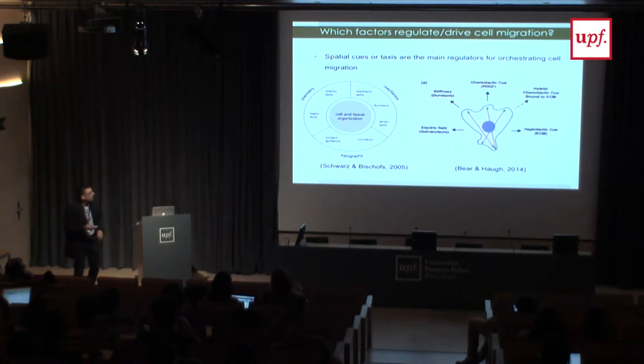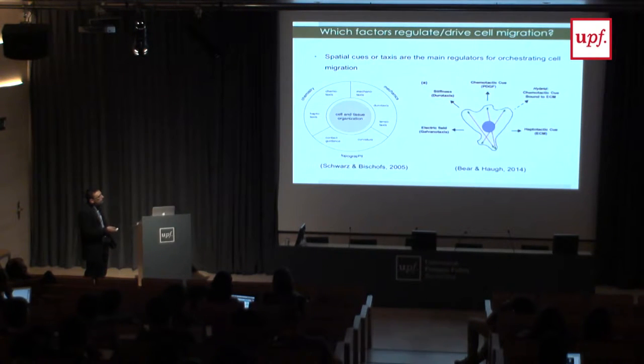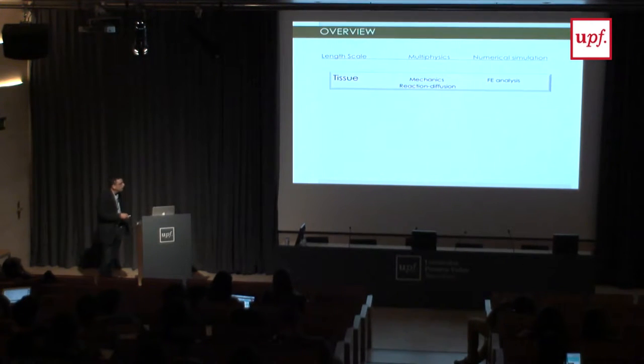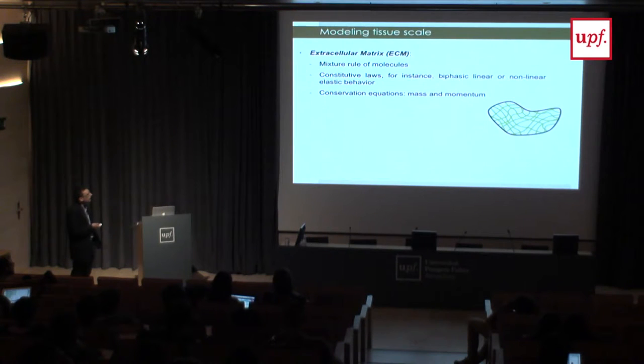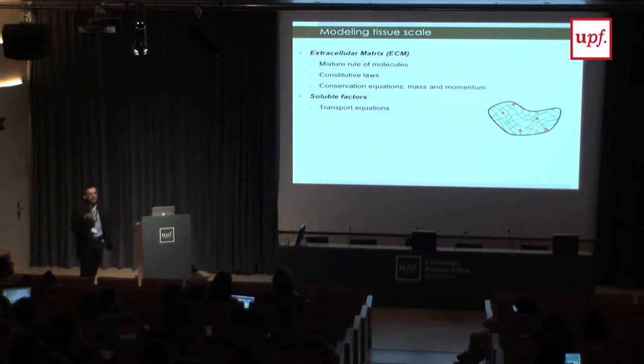So normally there are different kinds of stimuli that are regulating cell migration. We have chemical cues or mechanics like stiffness or electric field or some kind of signal that is bound to the matrix. So our first idea was to try to simulate cell migration using a classical continuum approach, where we simulate the extracellular matrix taking into account different kinds of flows and incorporating the conservation equations. And later we try to incorporate in our model soluble factors, growth factors that are moving, that is regulating chemical signaling. And later we incorporate cells.